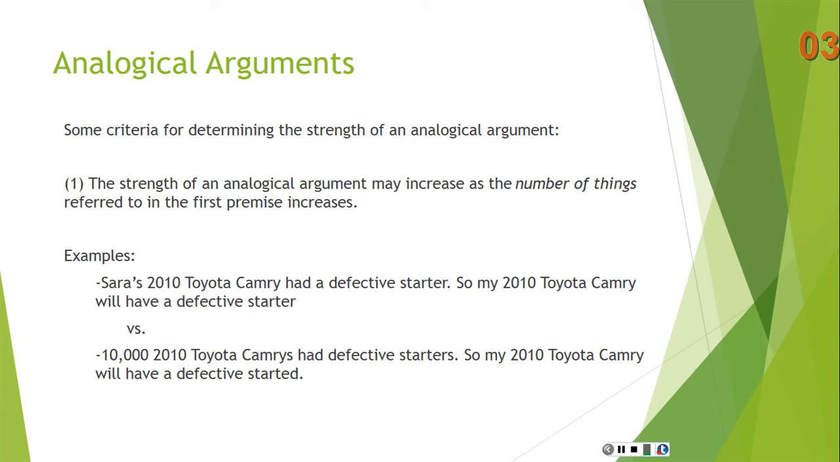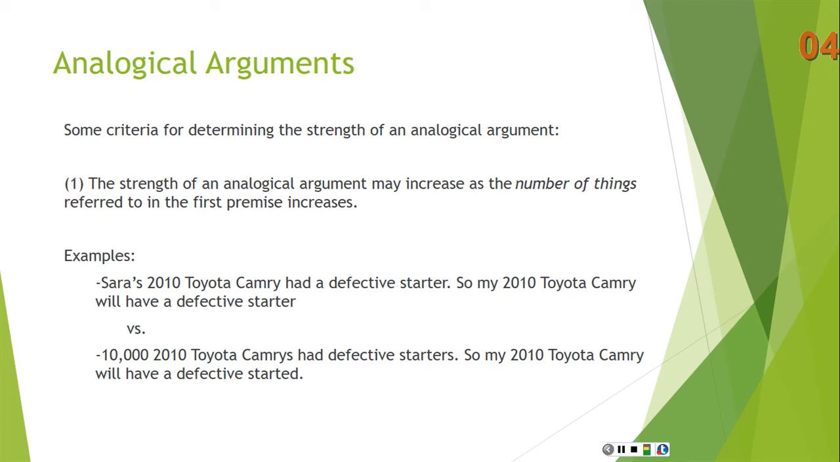Maybe one of the employees in the factory accidentally dropped the starter on the ground and damaged it, and that explains why Sarah's Camry had a defective starter, and mine, along with all the other Toyota Camrys, don't have defective starters because they weren't dropped. But compare that to this argument. 10,000 2010 Toyota Camrys had defective starters, so my 2010 Toyota Camry will have a defective starter.